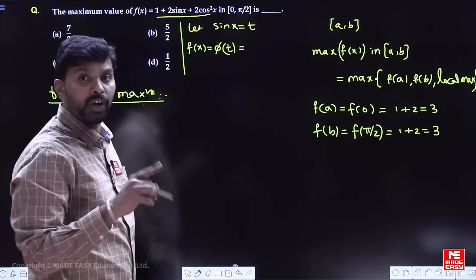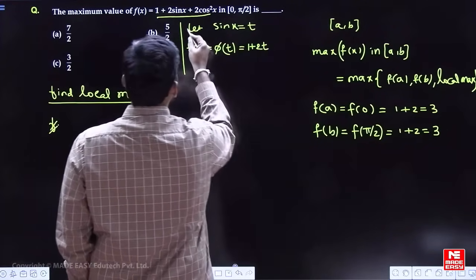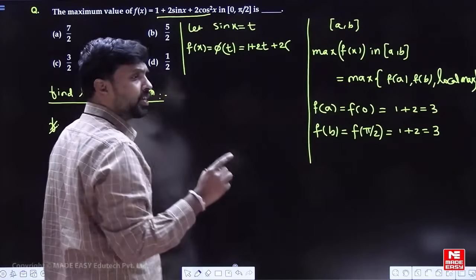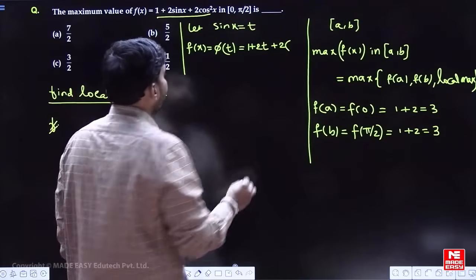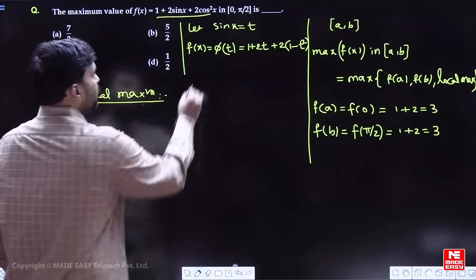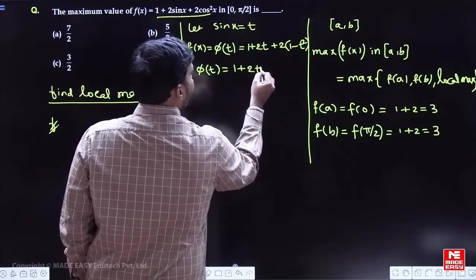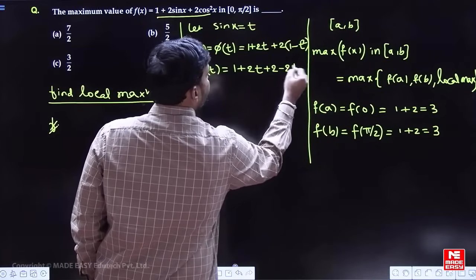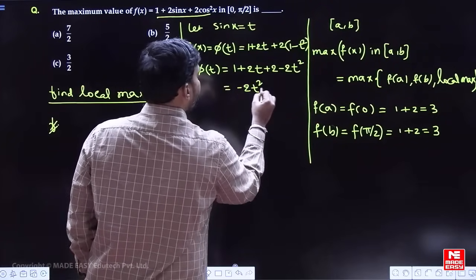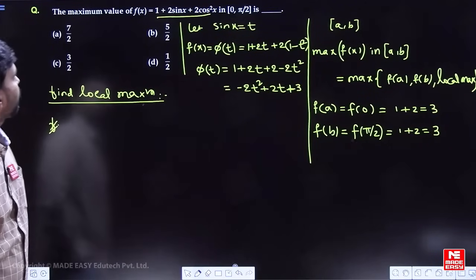f of x becomes phi of t here. So sin x is equal to t, so this will become 1 + 2t, and this is 2 into what is cos square x, which is 1 minus sin square x. So this will be 1 minus t square here. So this becomes phi of t is equal to 1 + 2t plus 2 minus 2t square. So then this function is minus 2t square plus 2t plus 3, right?